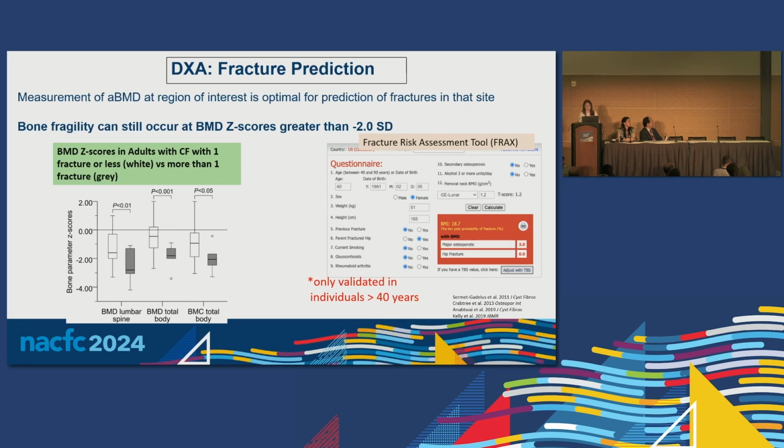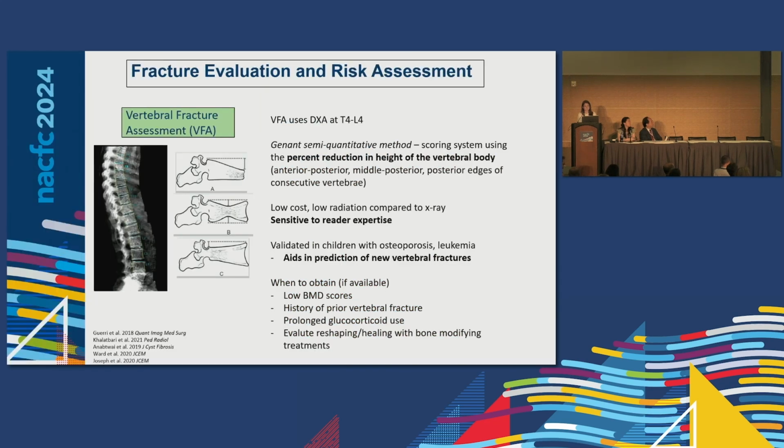FRAX, the fracture risk assessment tool, is a computer-based algorithm. You'll see this in DEXA reports frequently, and it uses clinical risk factors to estimate an individual's 10-year fracture probability, but it's only validated in individuals over the age of 40.